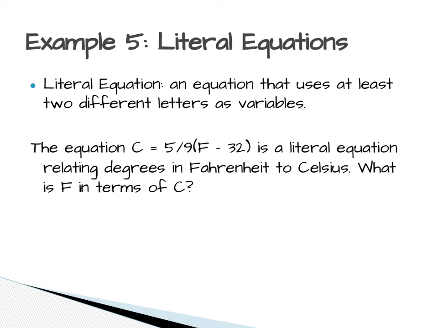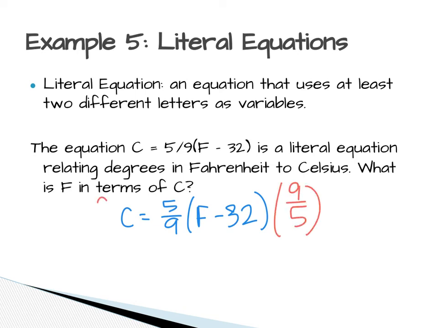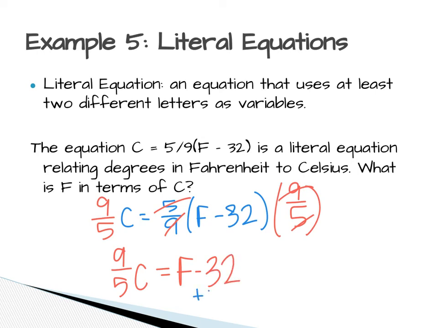So what we're going to do is take our equation, and we're going to rewrite this as Fahrenheit in terms of Celsius. Well, right now, we have 5/9 times these parentheses equals C. So if I'm going to do the inverse of 5/9, what if I just multiply both sides by 9/5? That's going to cancel here, and I get 9/5 C equals F minus 32. Well, to get F by itself now, just add 32.